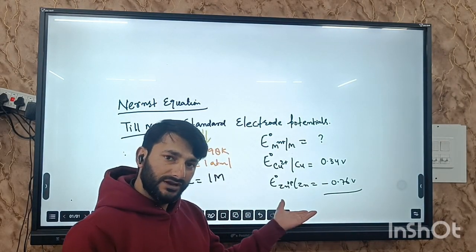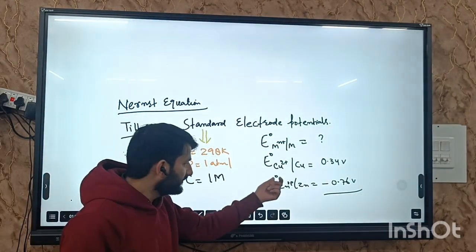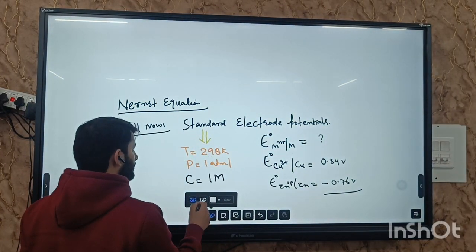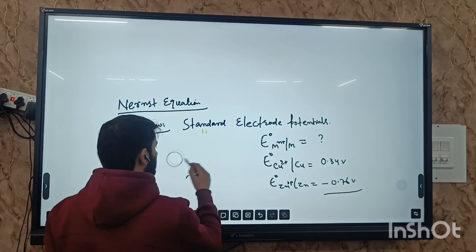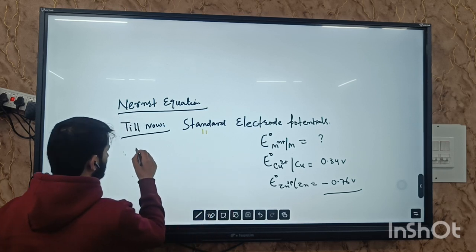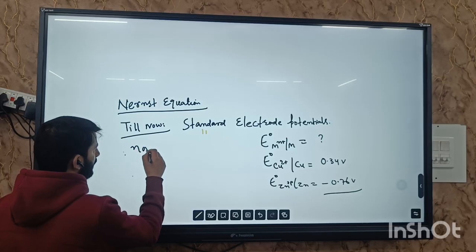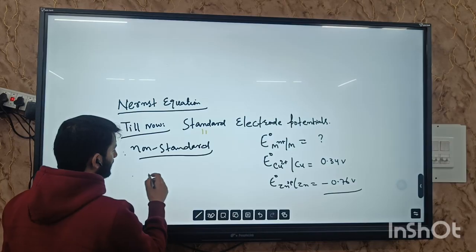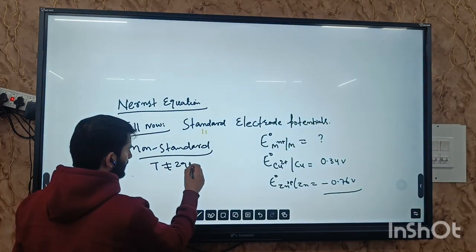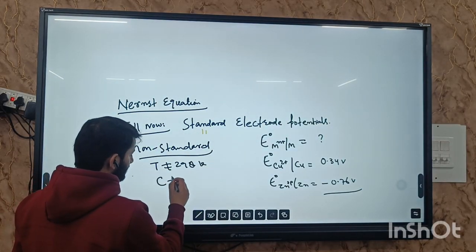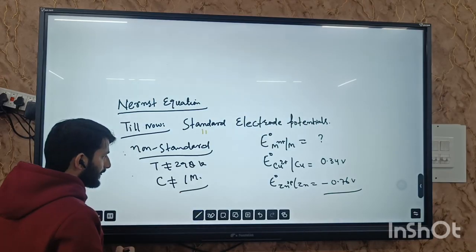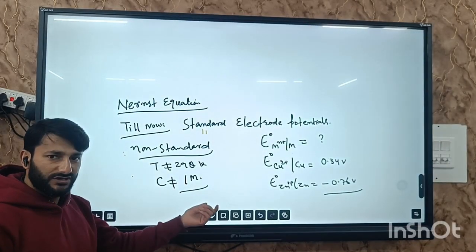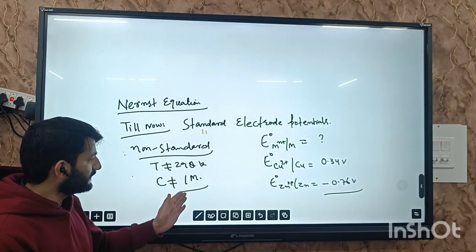But these are the standard values. The temperature is 298 Kelvin, and the concentration of zinc and copper is 1 molar. Now, what I am asking is, what if we have a non-standard condition? What are non-standard conditions? Non-standard conditions mean that temperature is not equal to 298 Kelvin, and especially the concentration is not equal to 1 molar. Either you can change one of the two factors, either temperature or concentration, or you can change both. Both are non-standard conditions.